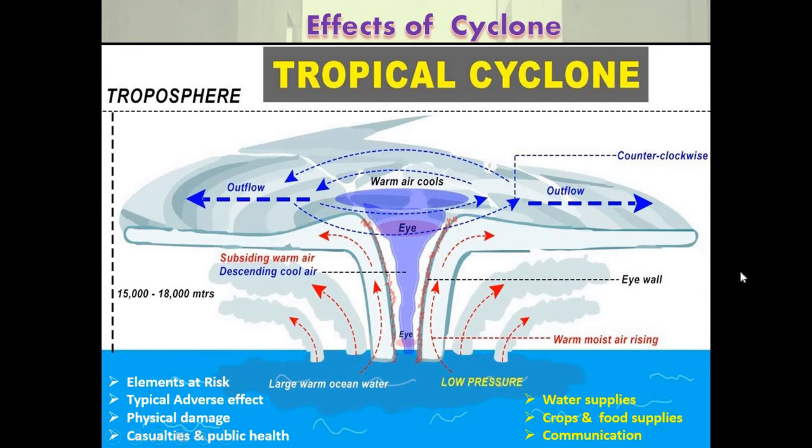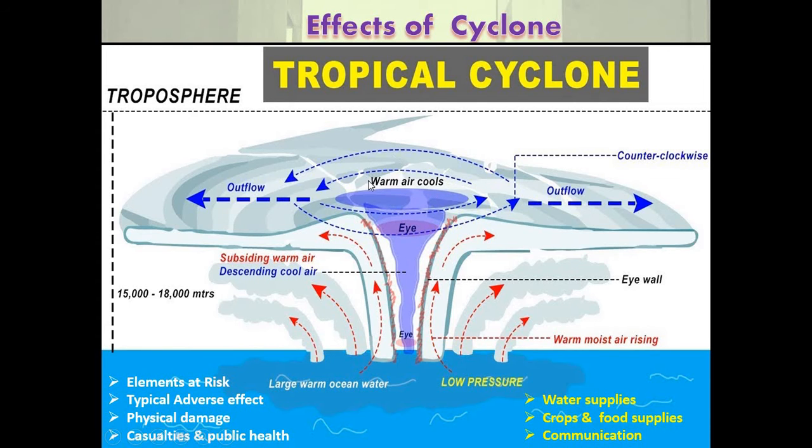Okay, now what are the effects of cyclones? Starting with the different types of low pressures and high pressures, in the sea there is the larger warm ocean water created from the sea level. Some moisture is absorbed and then starting from this eye. These are the biggest of cyclone areas. This is the outflow. This is the eye.